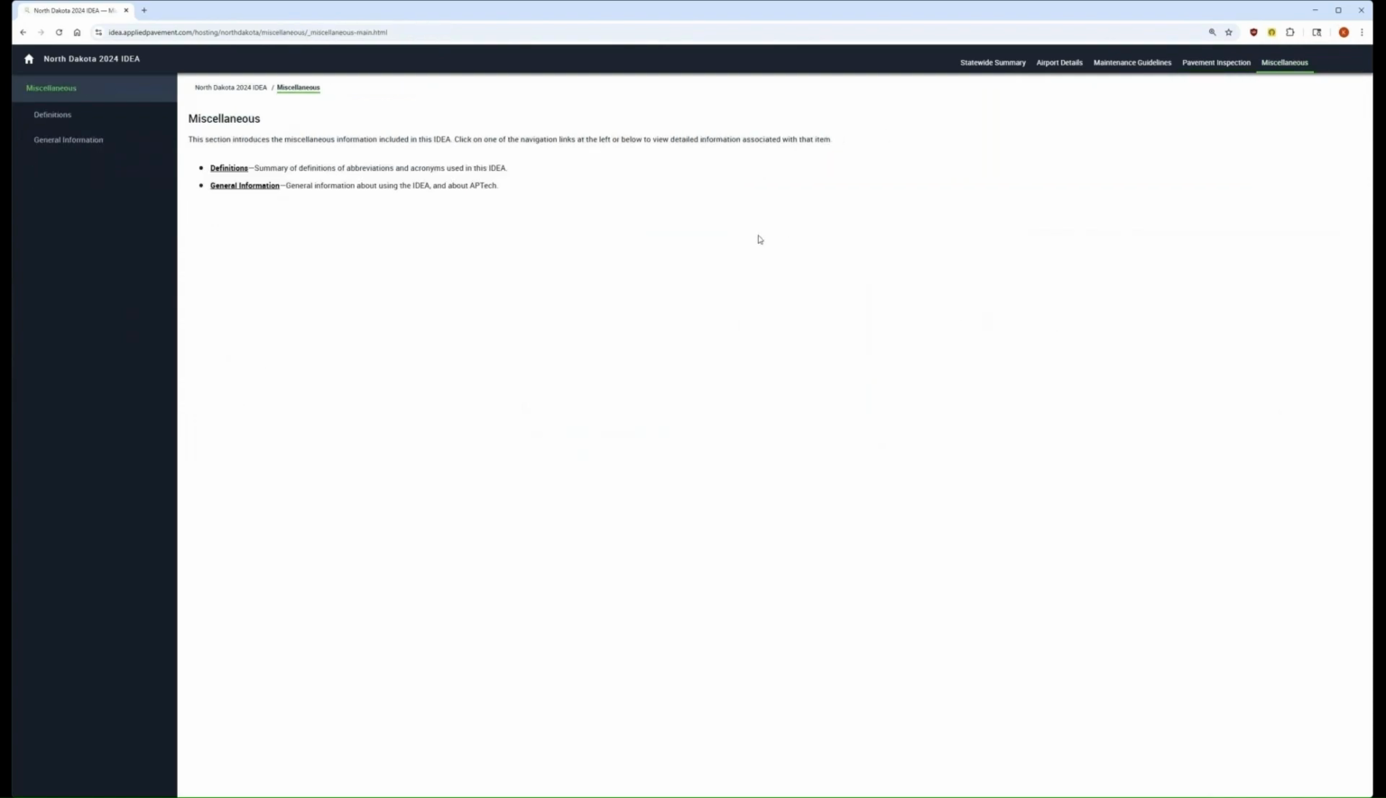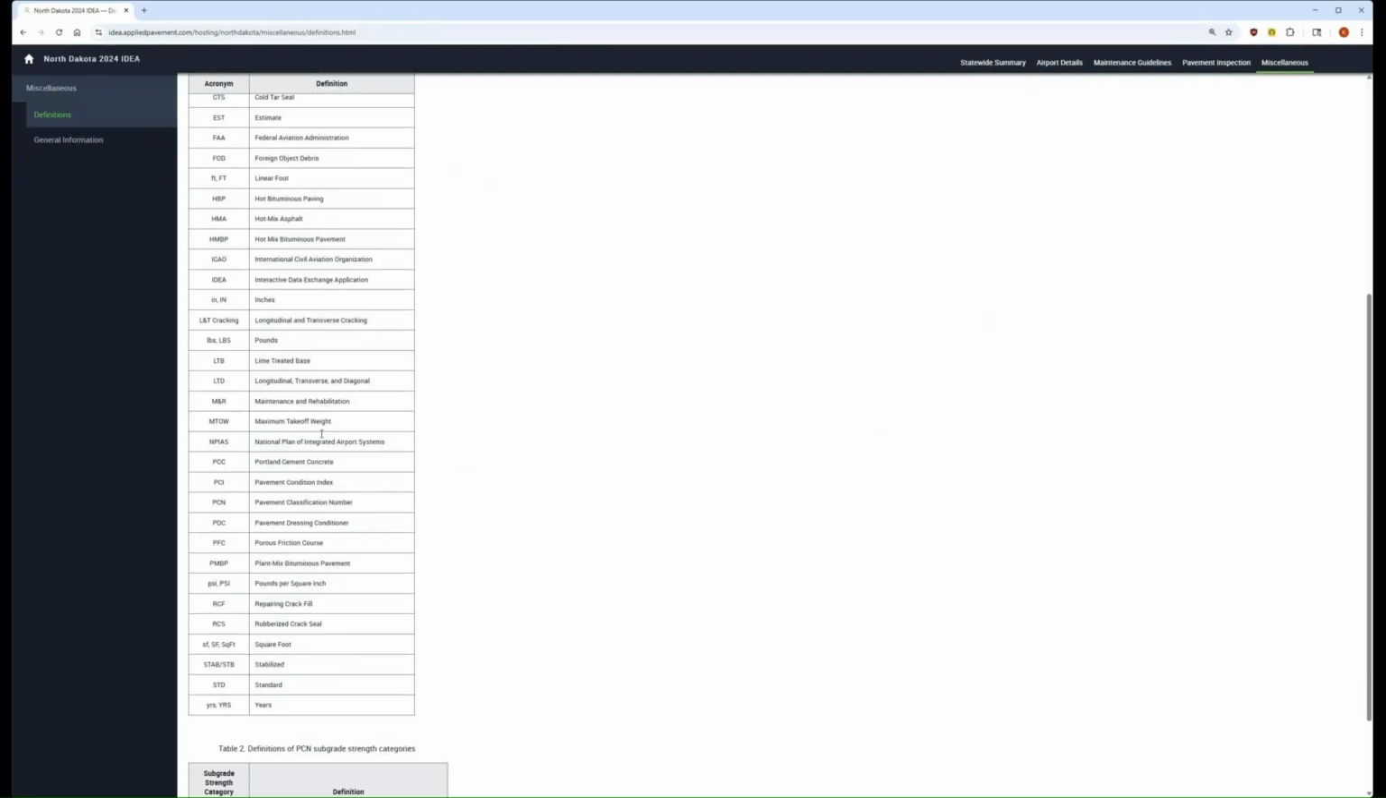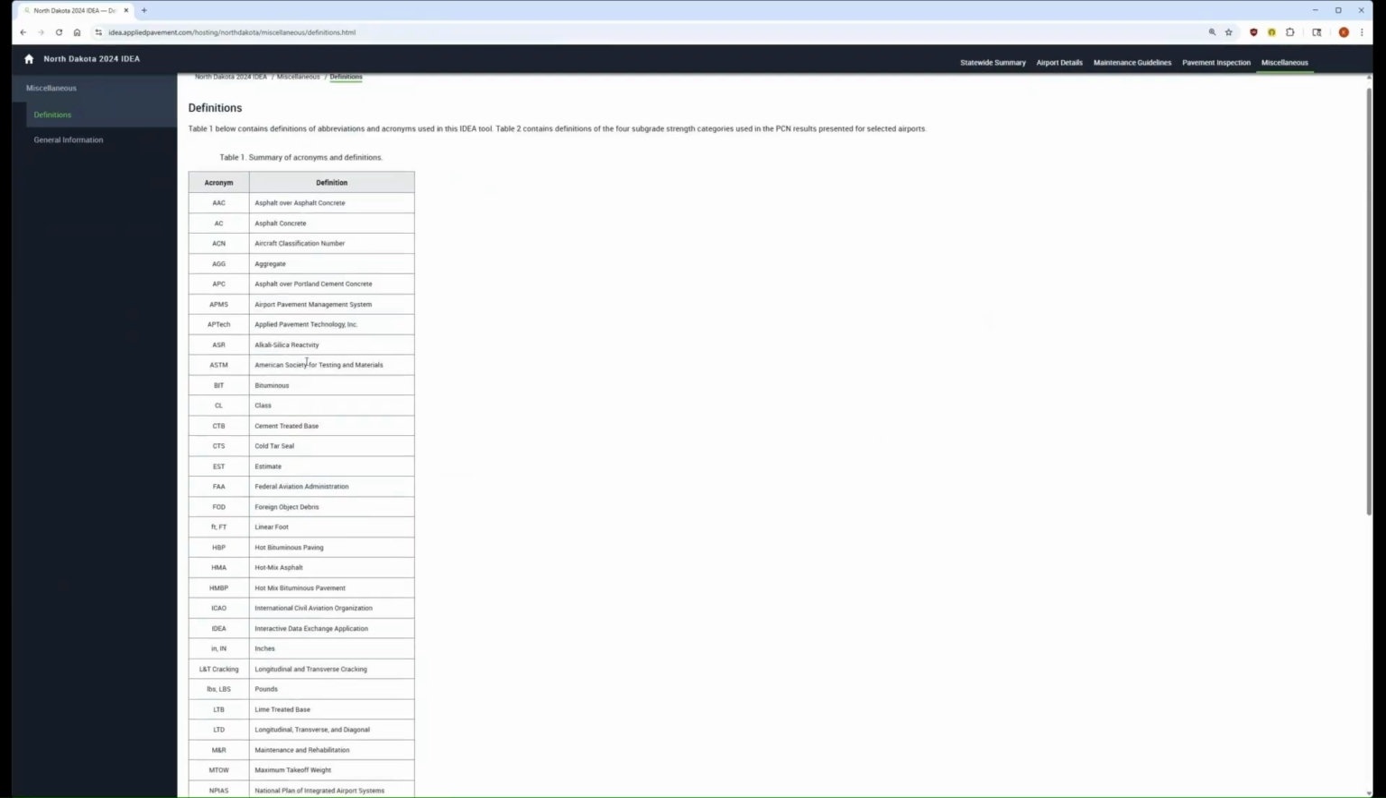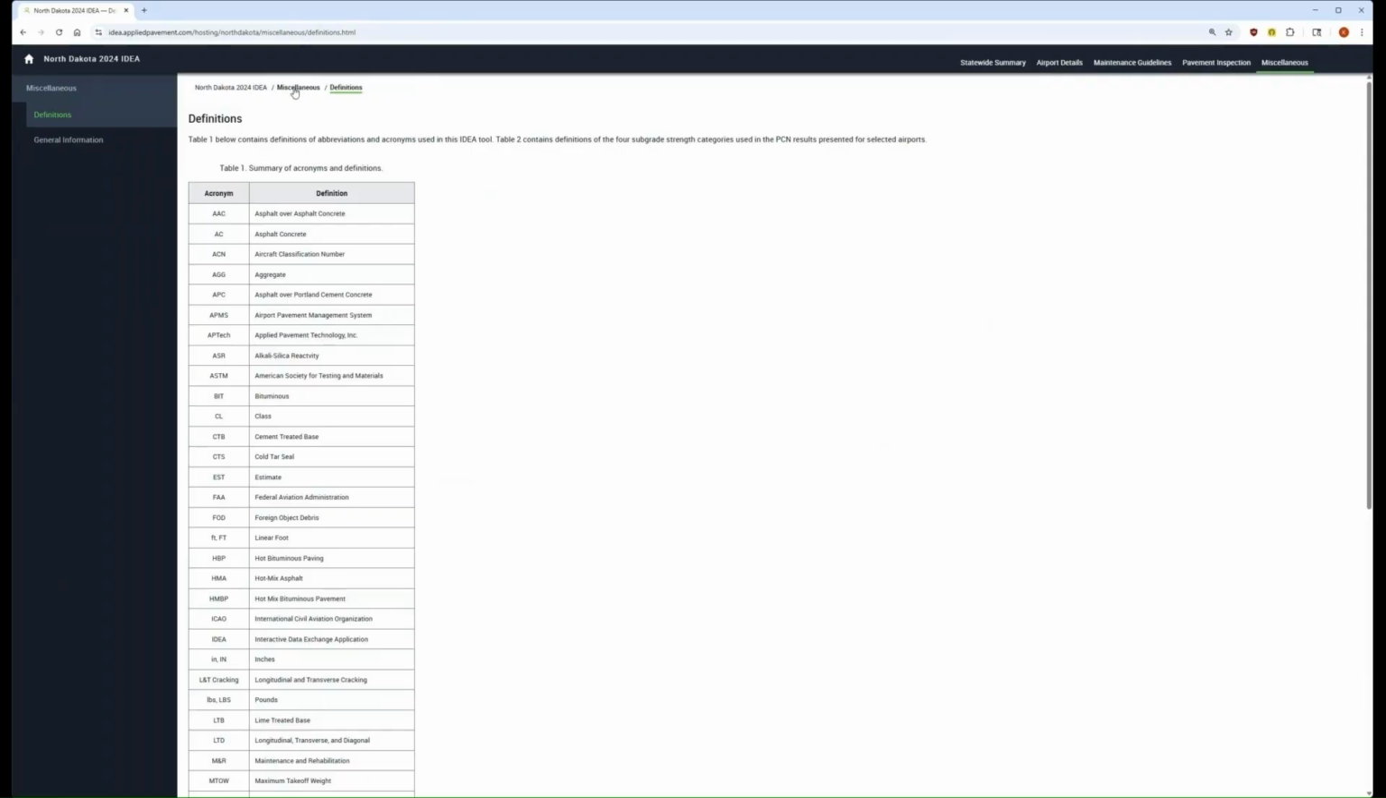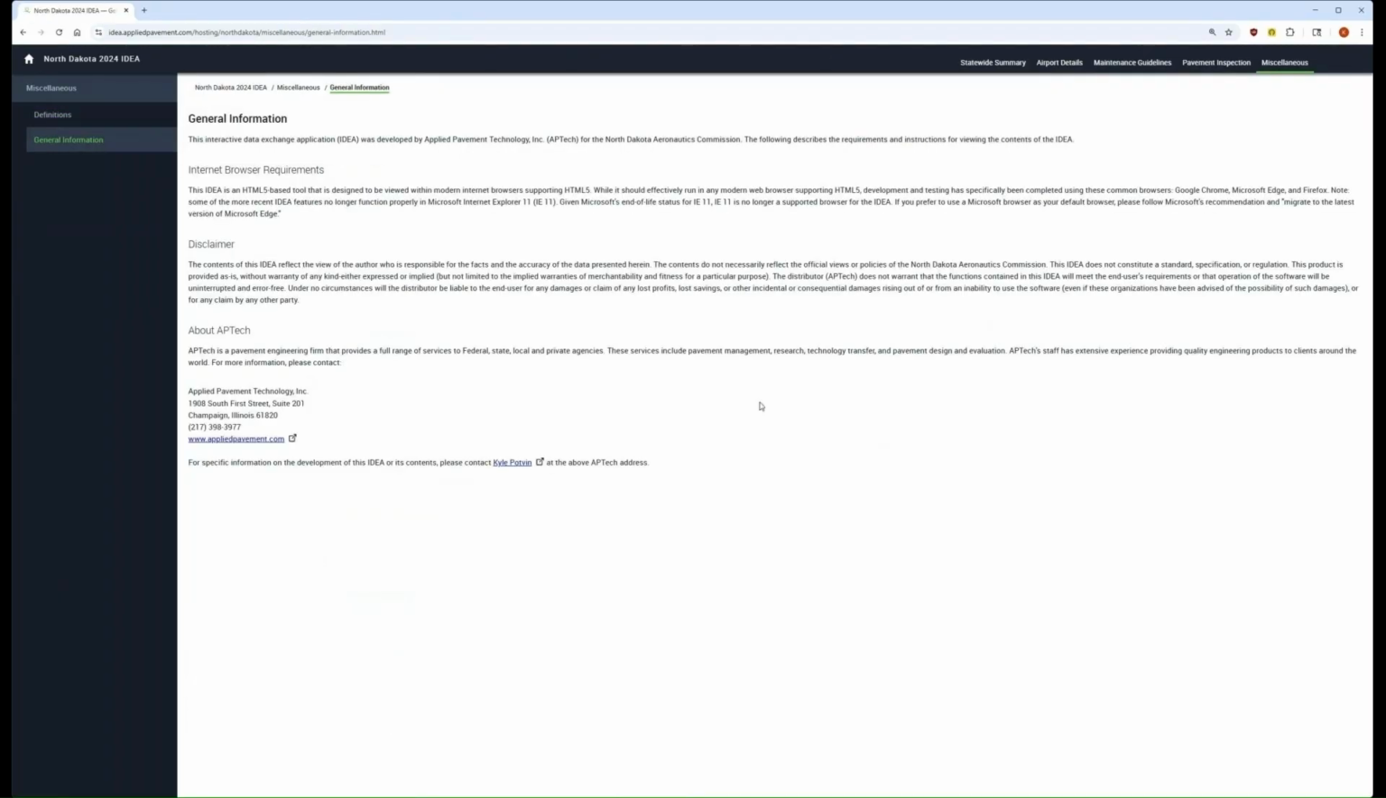Finally, there's a miscellaneous tab that provides definitions and acronyms for the various things that you'll see throughout the interactive tool. It also provides some general information about the tool with contact information on who to reach out to if you have any questions.